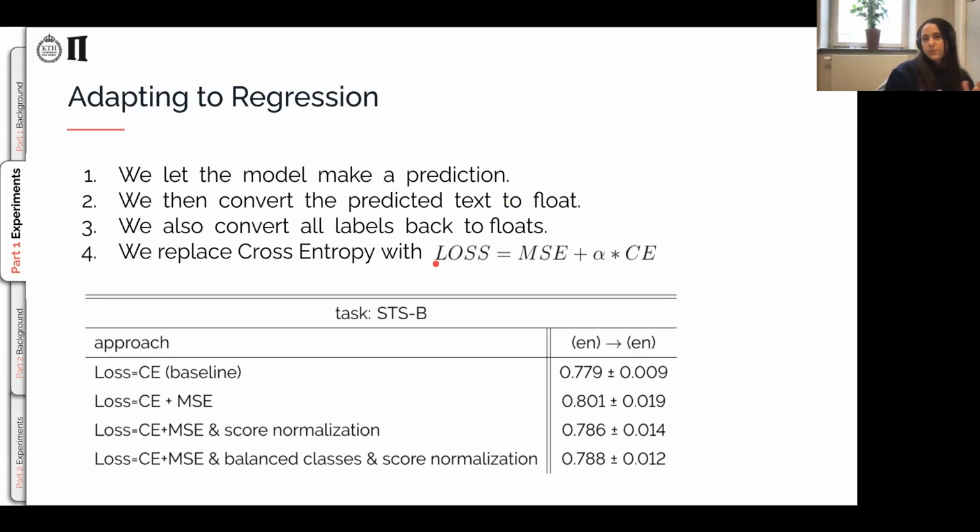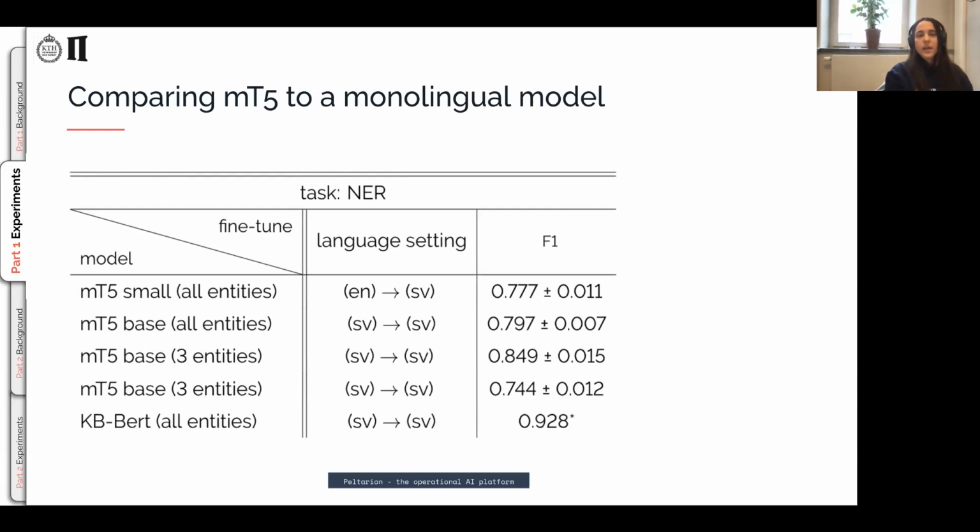And then we would also convert all labels to floats. And then, of course, we would have to switch the loss function. We cannot use cross entropy anymore. So here we use a custom one, which is MSE plus some weight times the cross entropy. This one we empirically set to 0.1. We cannot see any significant improvement here, which is a result in itself, because it says that MD5 works well already, at least for STSB. It doesn't need any modifications in the architecture whatsoever.